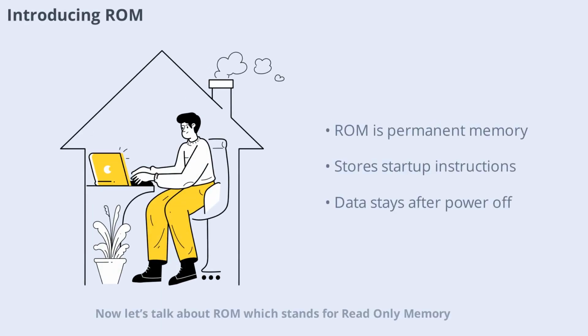Now let's talk about ROM, which stands for read-only memory. ROM is a type of permanent memory in your computer. Unlike RAM, the data stored in ROM stays there even when the computer is turned off. ROM contains important instructions that your computer needs to start up and function properly. Think of it as your computer's instruction manual, always available when needed.